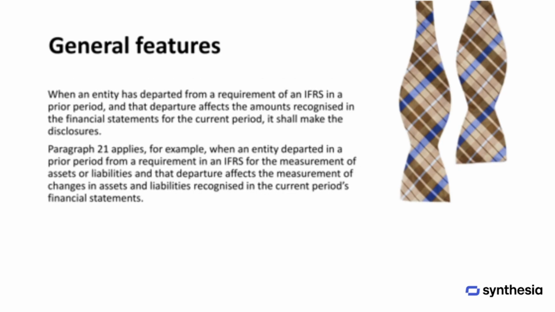When an entity has departed from a requirement of an IFRS in a prior period, and this departure impacts the amounts recognized in the current period's financial statements, it must provide the necessary disclosures. This requirement applies in cases where a previous departure from an IFRS, such as one related to the measurement of assets or liabilities, influences the measurement of change in those assets and liabilities in the current period. By ensuring such disclosures, the entity maintains transparency and allows users of financial statements to understand the implications of past departures on the present financial reporting.